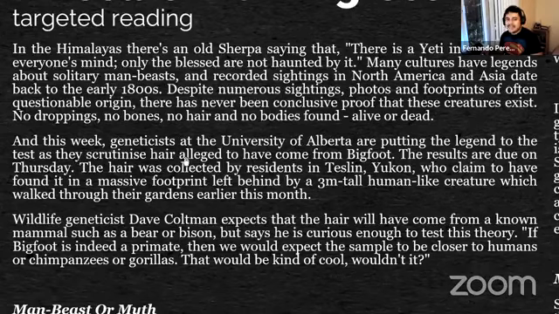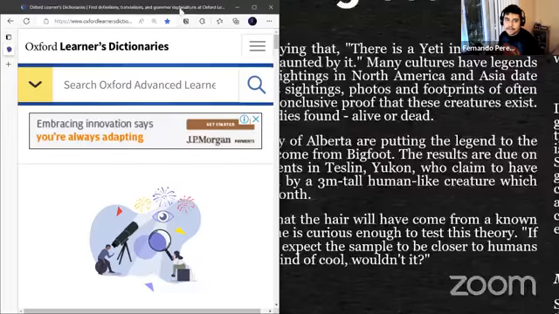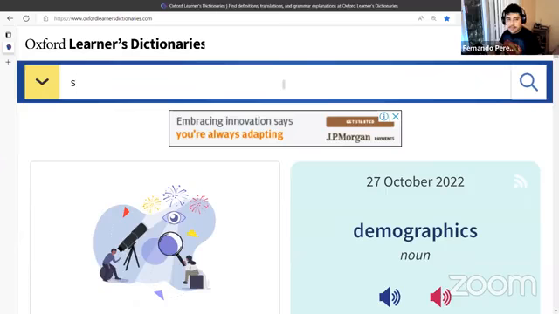They scrutinize hair alleged to have come from Bigfoot. They scrutinize, which comes from the word scrutiny.